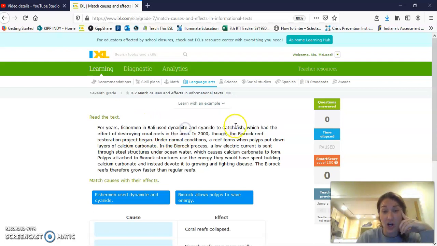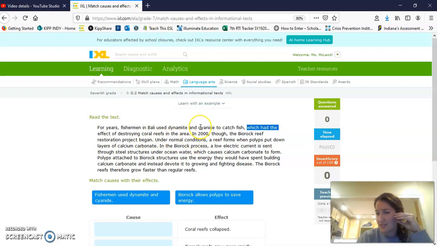So I'm seeing a cause. Fishermen in Bali used dynamite and cyanide to catch fish. Cyanide is a poison, and dynamite is obviously an explosive device. So fishermen were using these items to catch fish. Then it says, which had the effect of destroying coral reefs in the area.